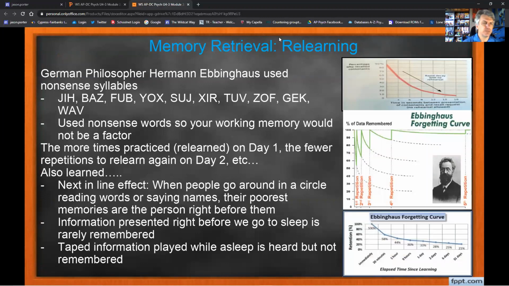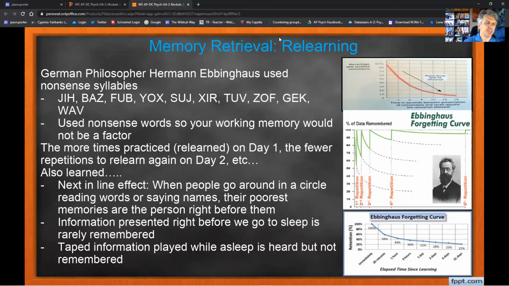So again, when it comes to this idea of relearning, Ebbinghaus tends to be the guy that goes with memory more than anybody else. He proved this to be true because he would give people nonsense words into their working memory that we talked about before, counting from 100 backwards. But what he also discovered in these memory tests was that the more you practice something on day 1, the less time it would take to relearn it on day 2.